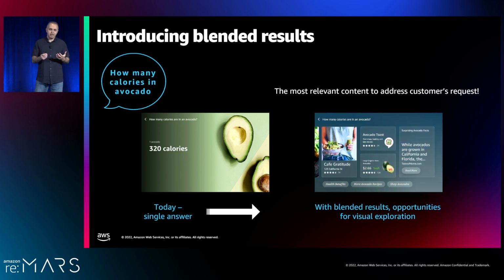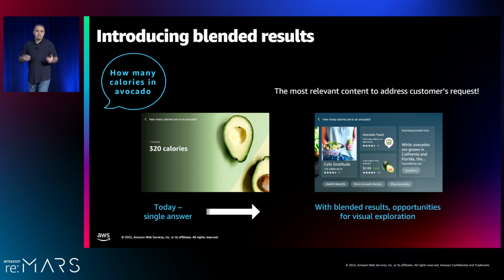This is because when someone is asking about avocado, they may be curious about how many calories, but they may have other things in mind also. What we are doing is asking, what are the things that they may want to know about avocado? Well, they may be interested in making avocado recipes. They may be interested in shopping for avocado. So we want to enrich this experience by bringing other relevant results.